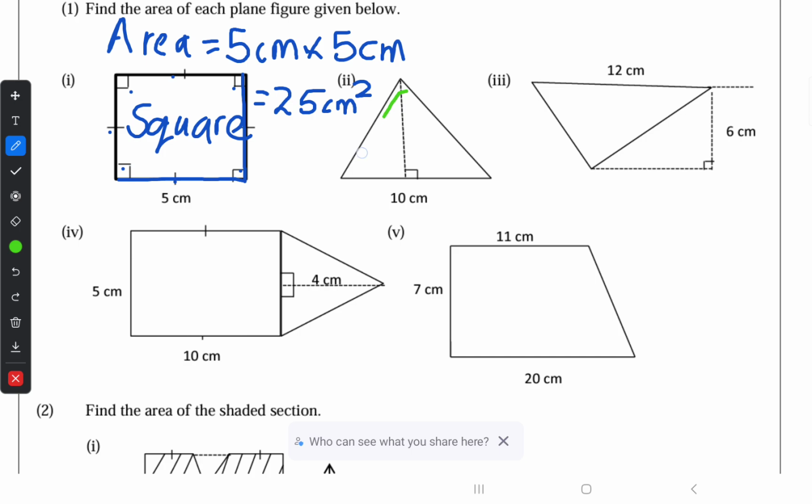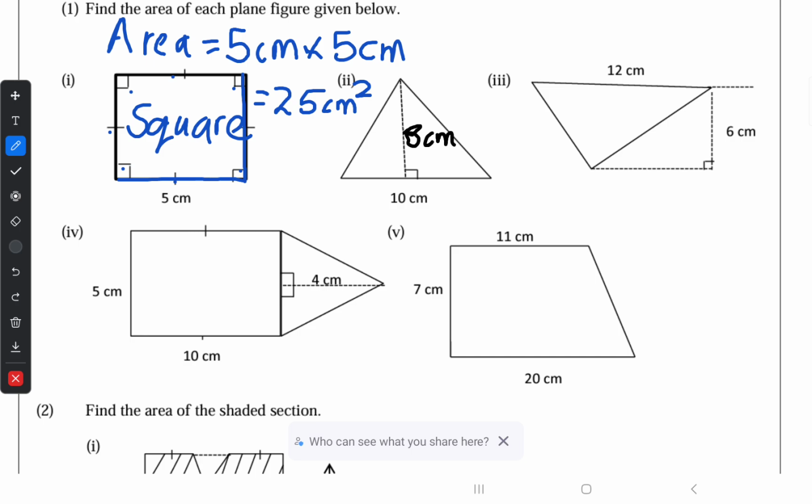Okay, now let's move to our second one. This is a triangle. Here we will consider this perpendicular height as 8 centimeters. This is an acute triangle.